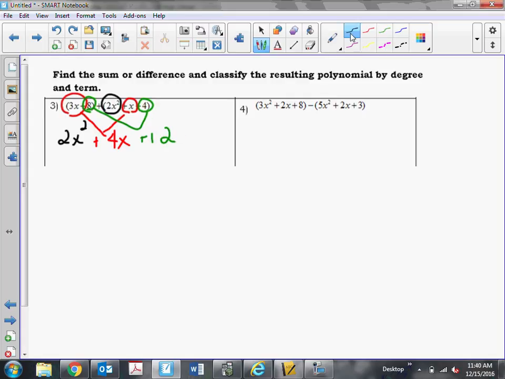So let's go ahead and name it. This has a degree of 2. It has 3 terms to it. So we would call this a quadratic trinomial.